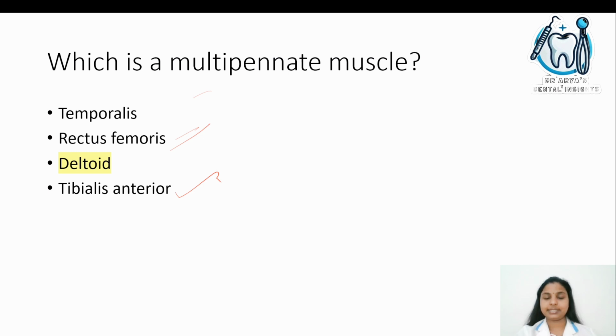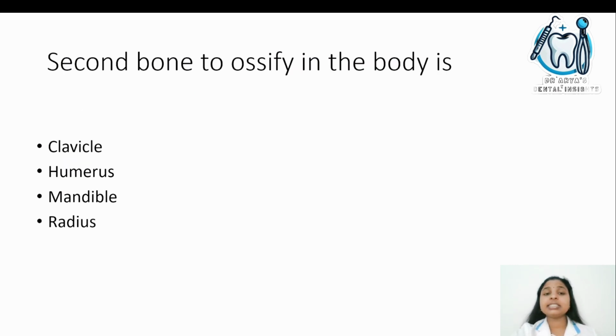Okay, is it clear? Yes. So the next question: the second bone to ossify in the body is the clavicle, humerus, mandible or radius?